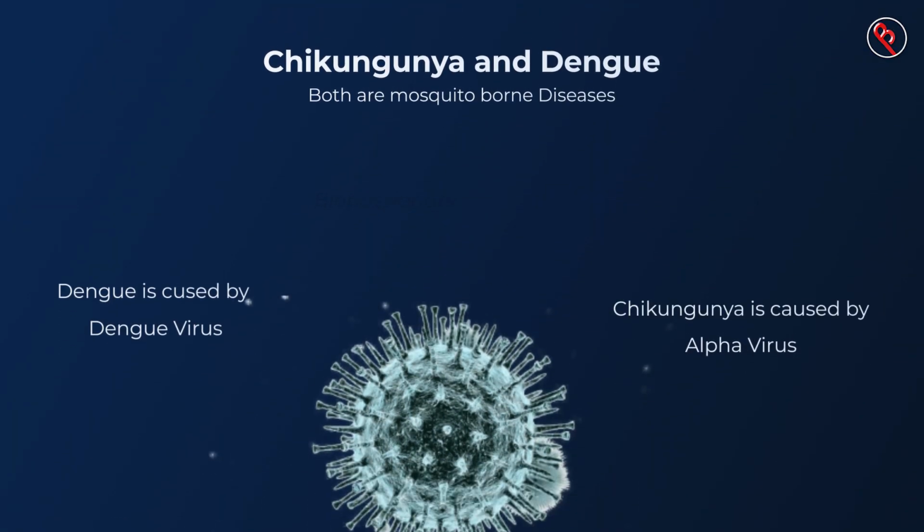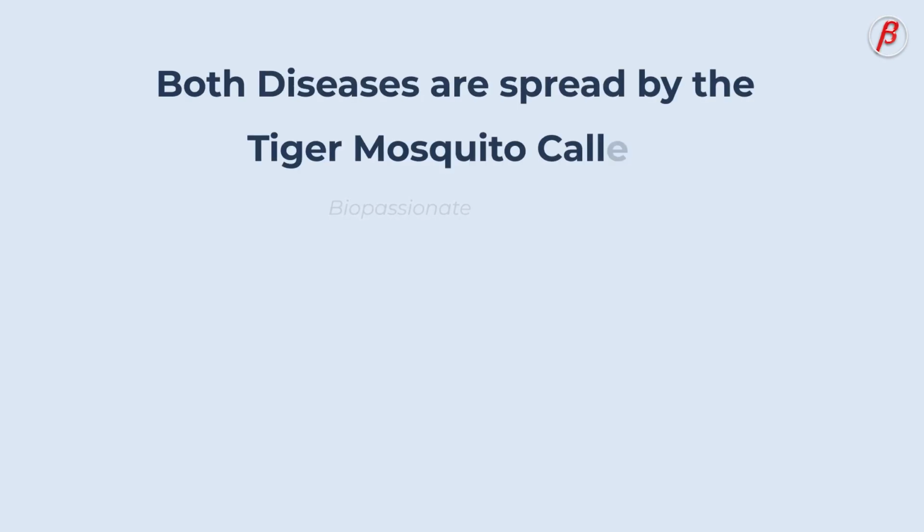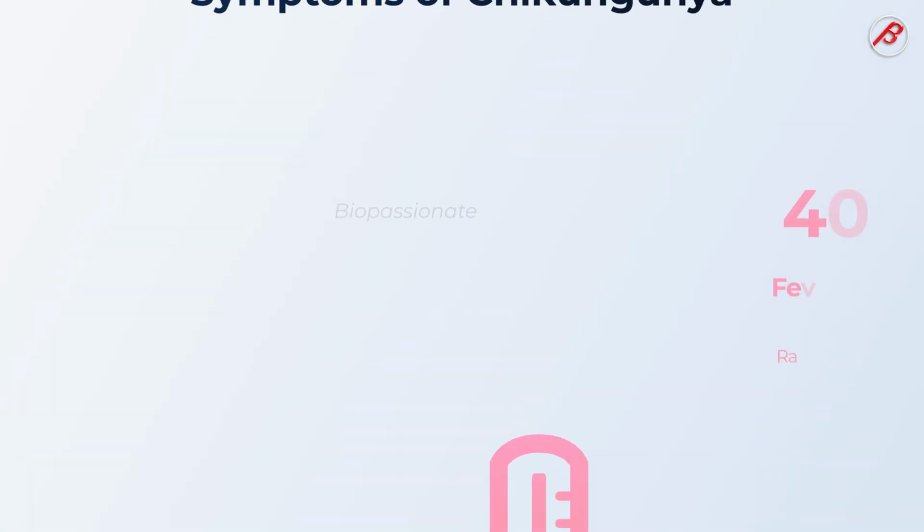Chikungunya and dengue. Both chikungunya and dengue are mosquito-borne diseases. Dengue is caused by dengue virus and the disease chikungunya is caused by an alphavirus. Both diseases are spread by the tiger mosquito called Aedes aegypti.